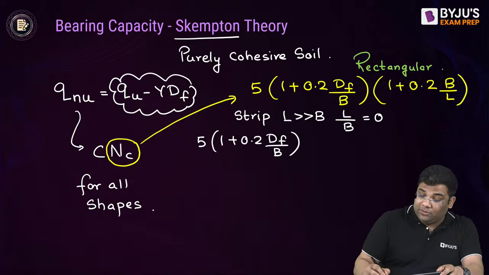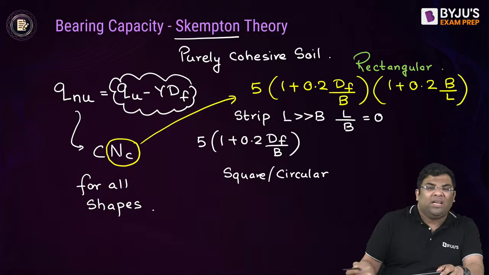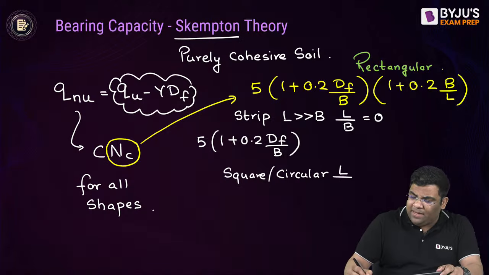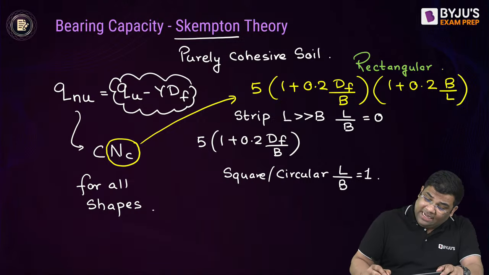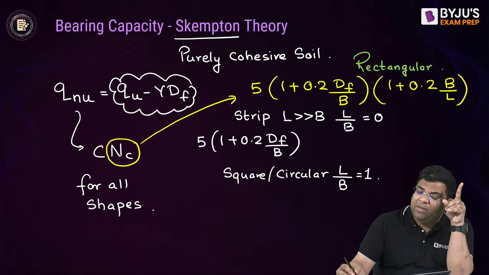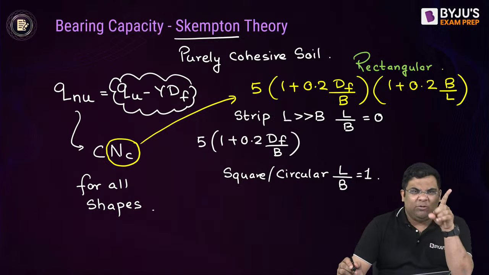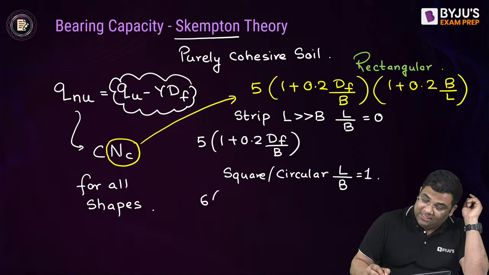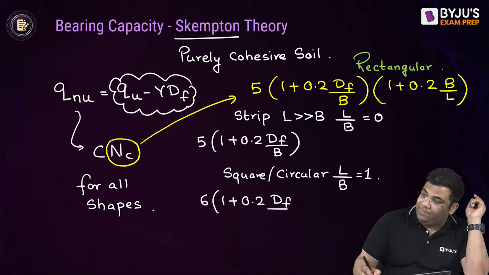Now for a square or circular footing, what happens? For a square or circular footing, length is actually equal to B. So I can say L by B is equal to 1 in that case. And I will get the equation as what? If L by B is 1, it will become 1 plus 0.2, 1.2. So 1.2 into 5 is 6. So the equation changes to 6 into 1 plus 0.2 dF by B.